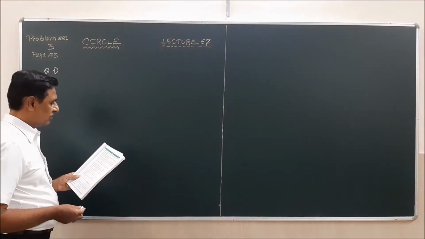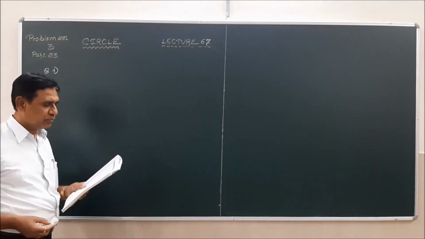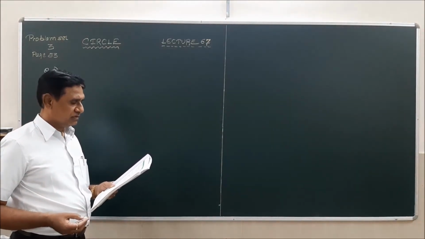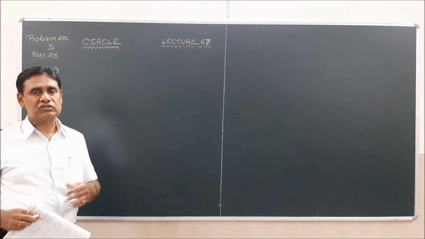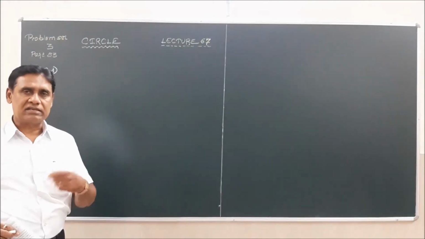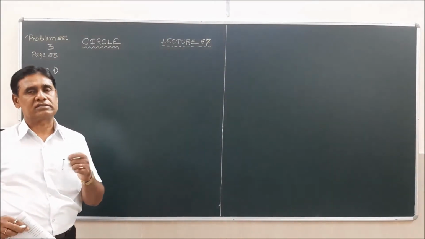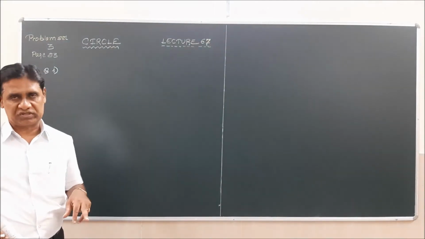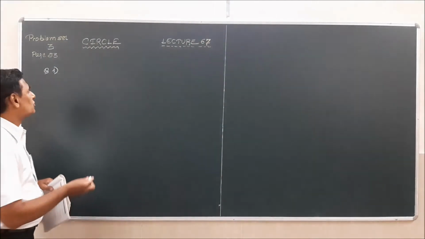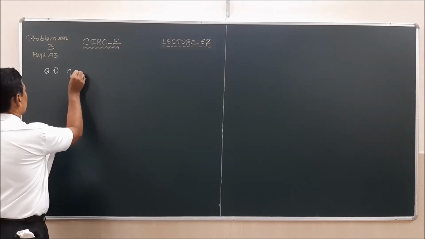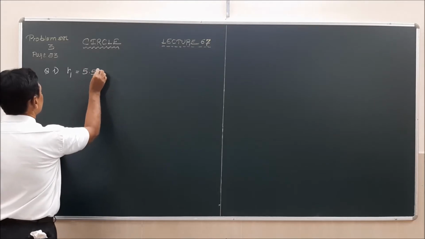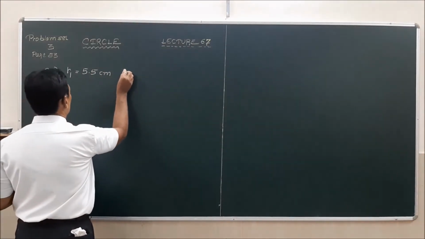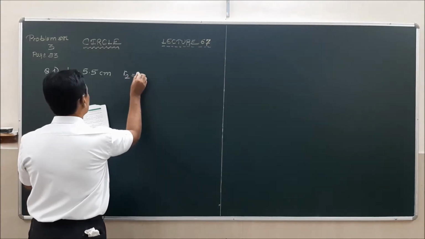So the first question is: two circles of radii 5.5 and 3.3 respectively touch each other. What is the distance between their centers? There are two possibilities. It is not mentioned whether they touch each other externally or internally, so there will be two possibilities. First of all, I am going to take R1 as 5.5 centimeter and R2 as 3.3 centimeter.